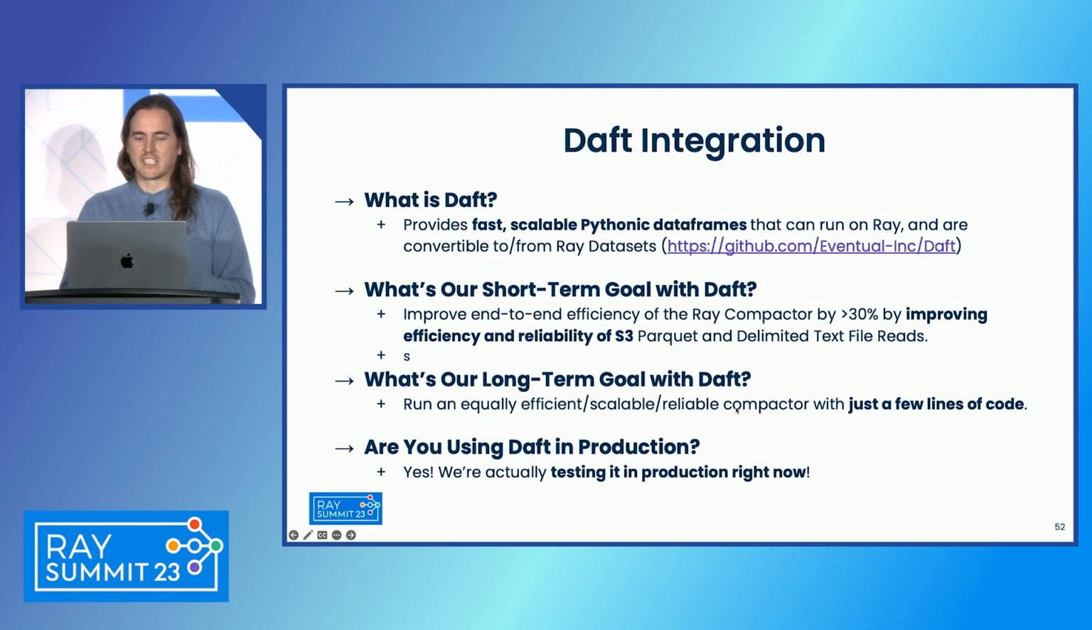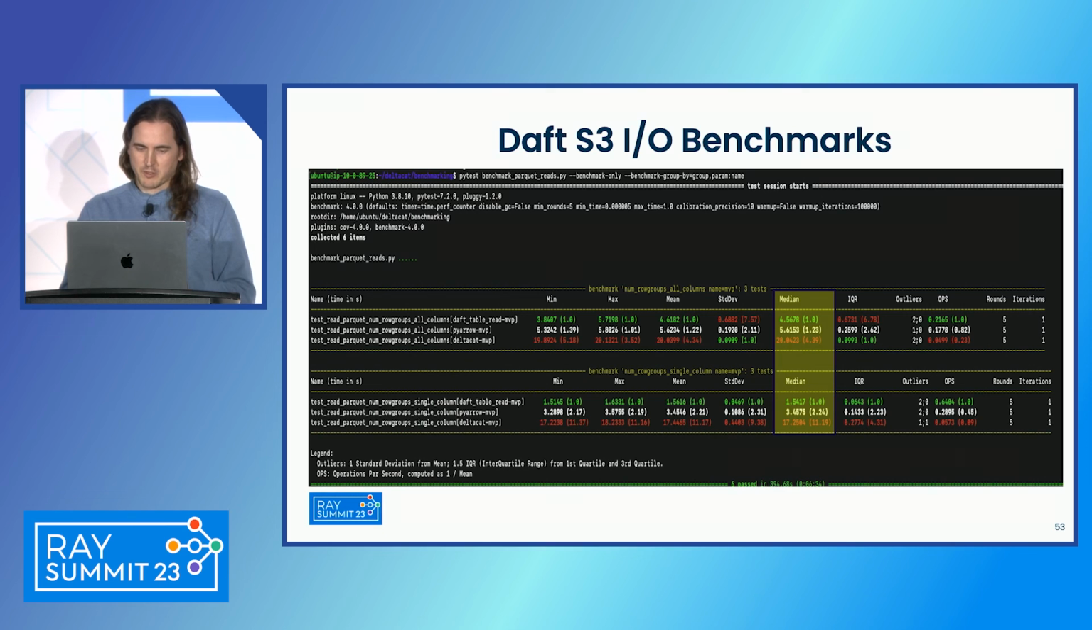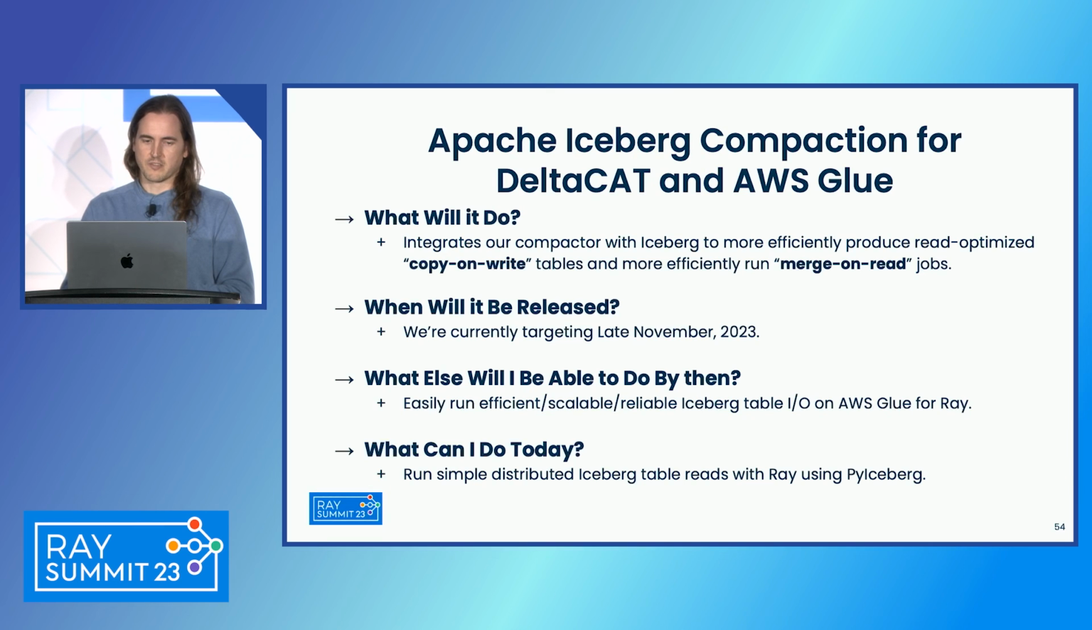Our long-term goal with Daft is to convert our whole compactor from thousands of lines of code down to a few elegant lines of Daft data frame code without sacrificing efficiency, scalability, or reliability. And we're doing ongoing tests with it in production right now. And some S3 benchmarks are pretty interesting with it. Basically, you're getting, for single column reads, more than 200% improvement median versus PyArrow, over 1,000% versus S3FS, for single column Parquet reads that we're doing with our production data with Daft. And with all columns, you're still getting 23% improvement versus PyArrow and over 400% versus S3FS.